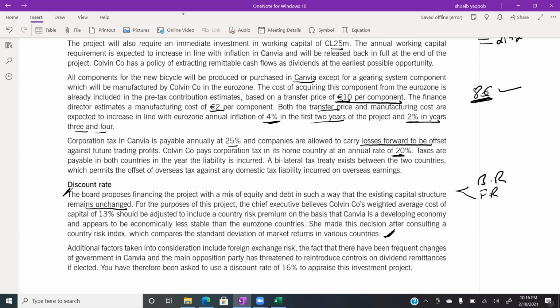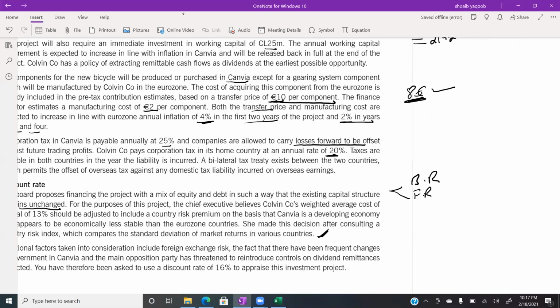So we have to increase the cost of capital. Is this statement making sense? Is it true that if we want to invest in a less developing country, we should increase the discount rate to reflect the additional risk? I'm not asking the solution. I'm just asking, is this statement making sense? I'm again repeating the statement, guys.